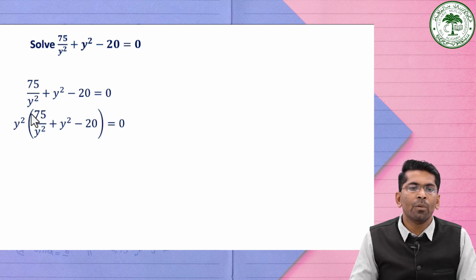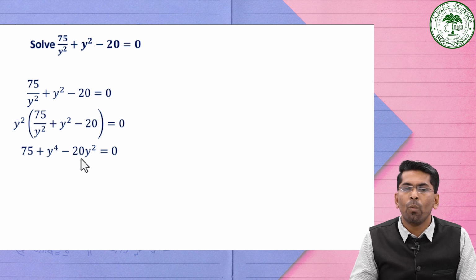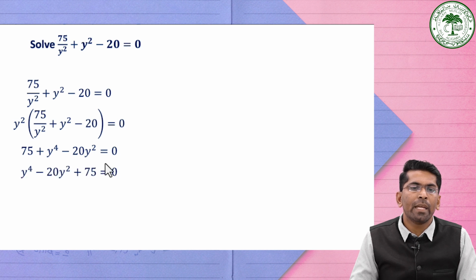So accordingly, we are multiplying both sides of the equation by y square. Then it is y square into this particular fraction term, which is equal to 0 into y square, which will become 0. So here y square and y square will be cancelled out. So what is remaining? It is 75 plus y square into y square, which is y raised to the power 4, minus 20 into y square, which is 20y square, which is equal to 0. Now we can rearrange these terms. So we can rewrite it as y raised to the power 4 minus 20y square plus 75 equal to 0. The highest power of the variable y is 4.